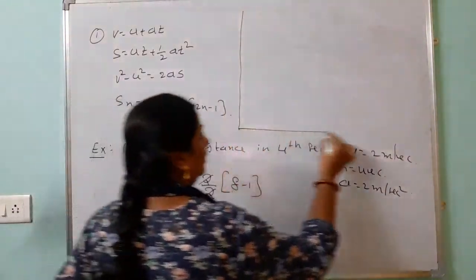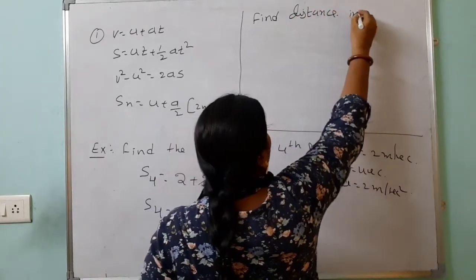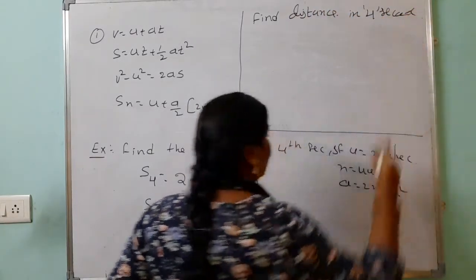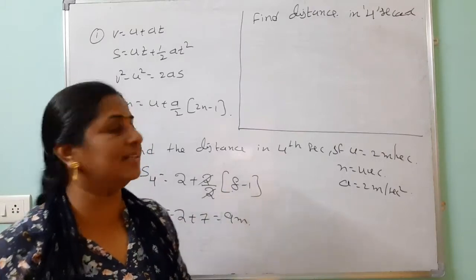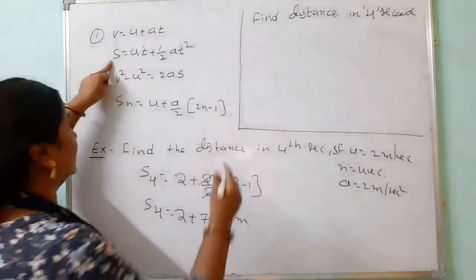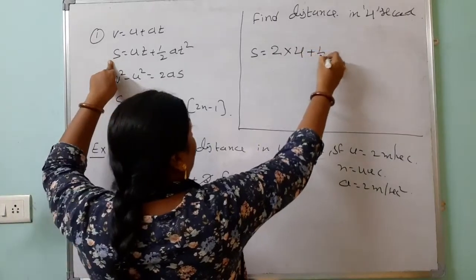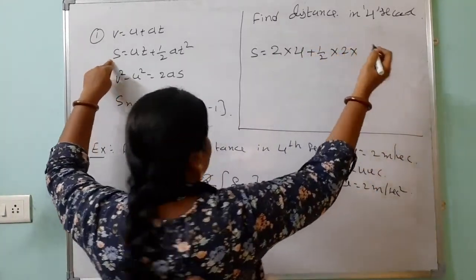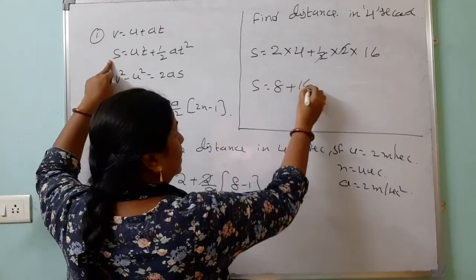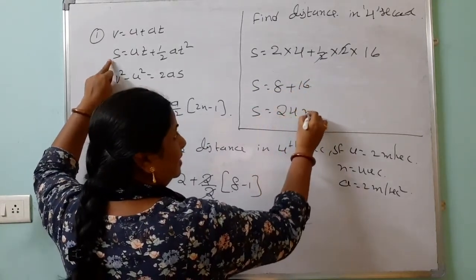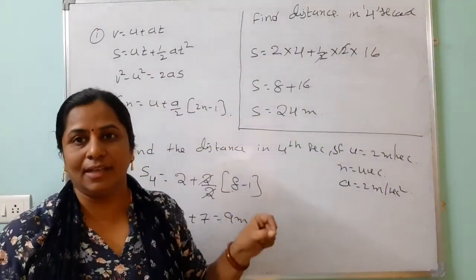Same question, look here. Find the distance or displacement in 4 seconds. Got the clarity? Only for the 4th second, it travels 9 meters. But in total 4 seconds, how much distance does it travel? We can go through the second equation of motion. S equals to ut plus half at square, same parameters we are taking. u is 2, instead of time, 4. Half into a is 2, t square is 4 seconds, 16. S equals to 8 plus 16, 24 meters. This is total 4 seconds, how much distance it travels. And this is only the 4th second, how much distance it travels.